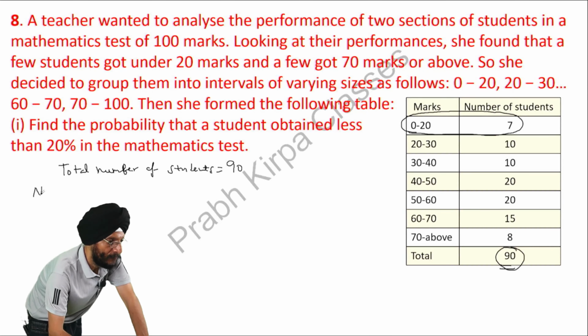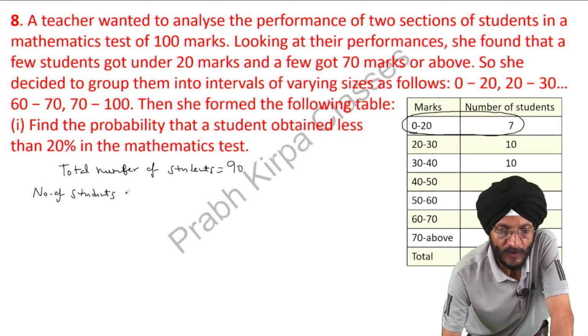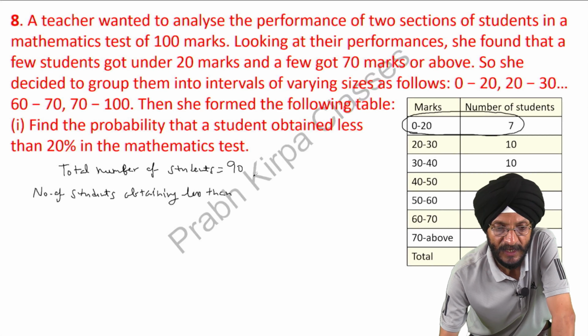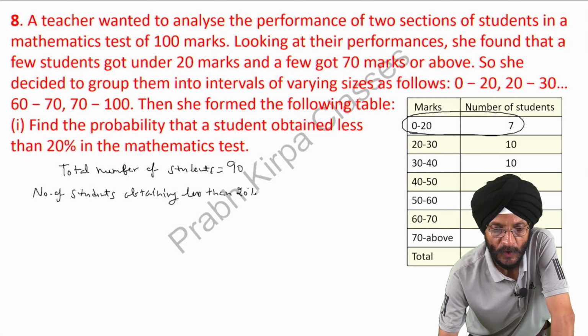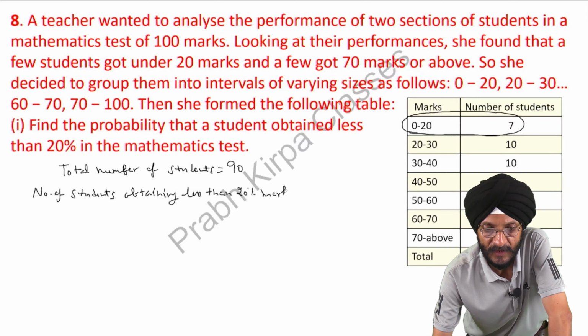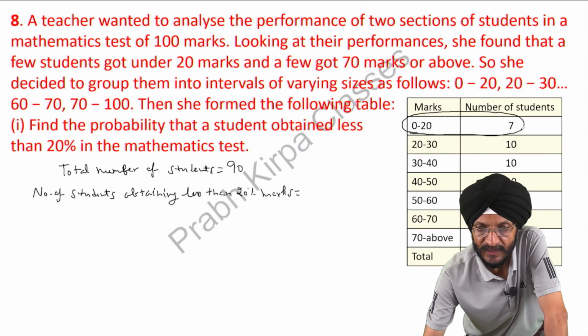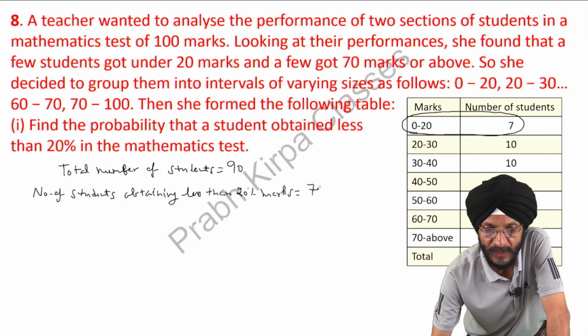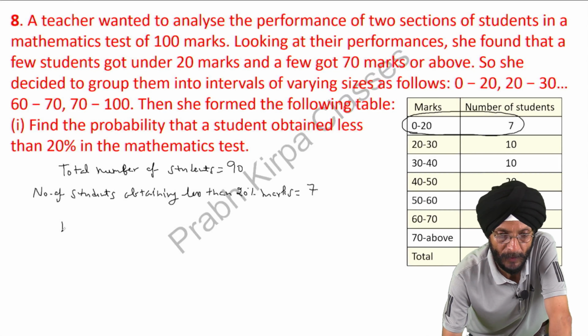So the number of students obtaining less than 20% marks, here it is given as 7. So now we have to find the probability.